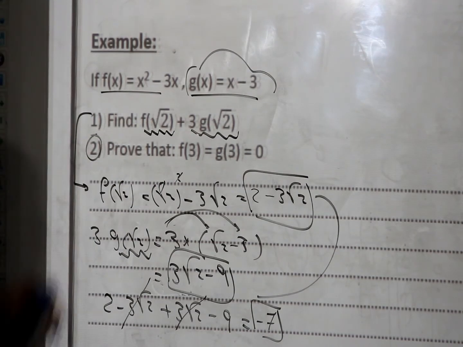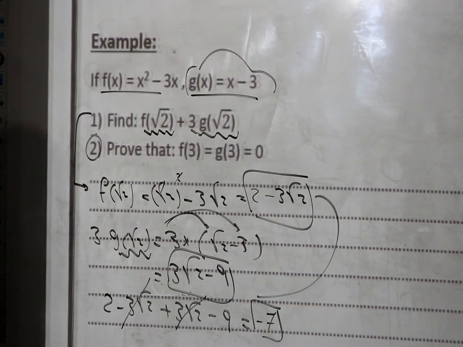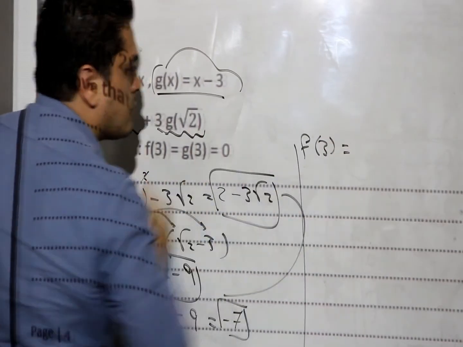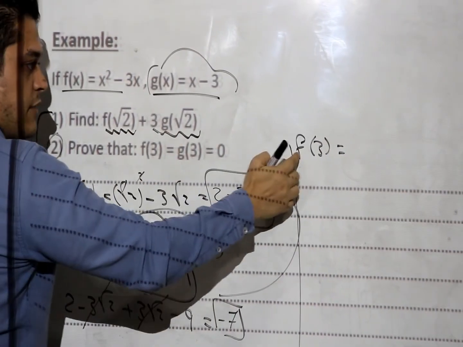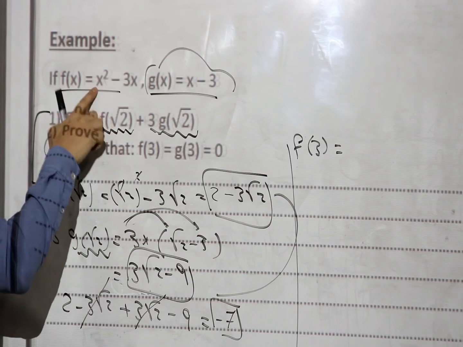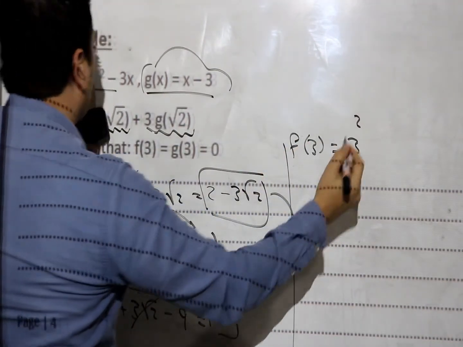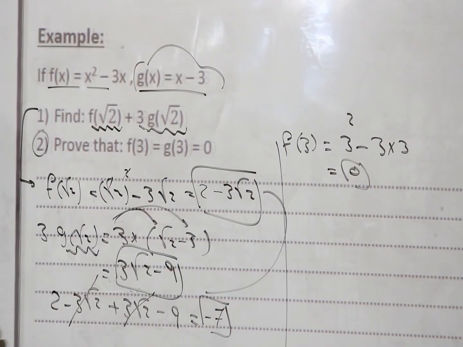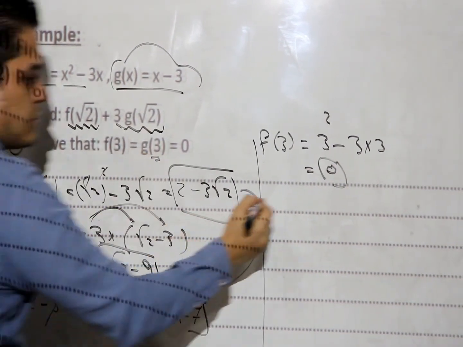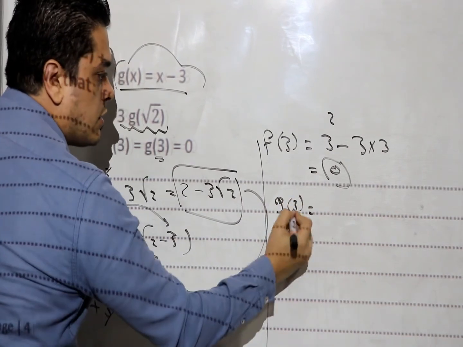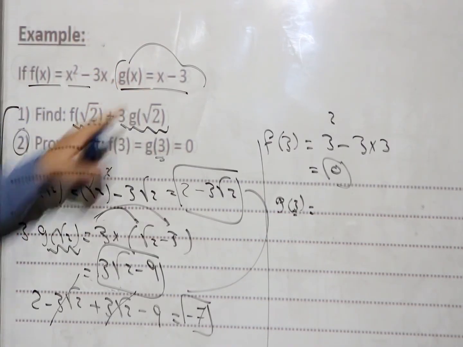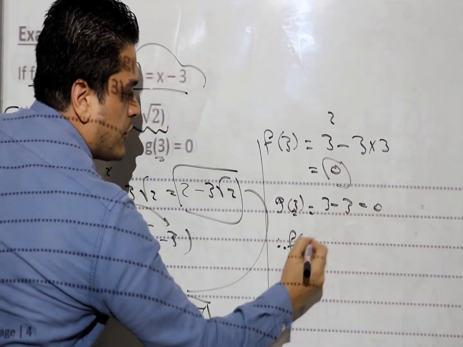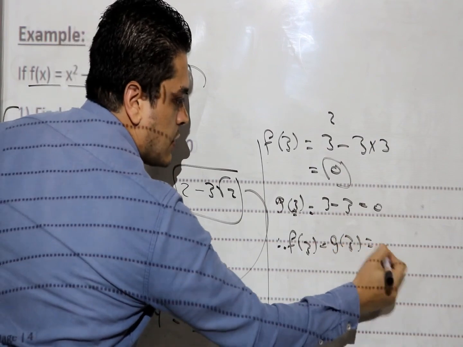What about number 2? Prove that f of 3 equals g of 3 equals 0. I will find f of 3. You have to substitute in your function f with x equals 3. So the result will be 3 power 2 minus 3 multiplied by 3, which is 0. What about g of 3? In your function g, you have to substitute x by 3. 3 minus 3 is 0. Therefore, f of 3 equals g of 3 equals 0.